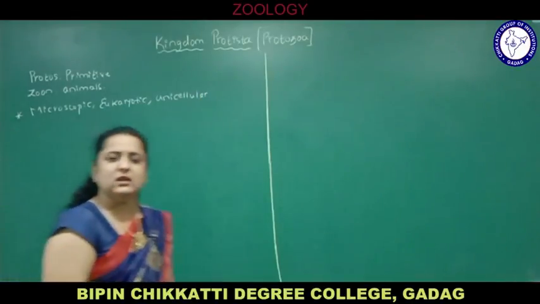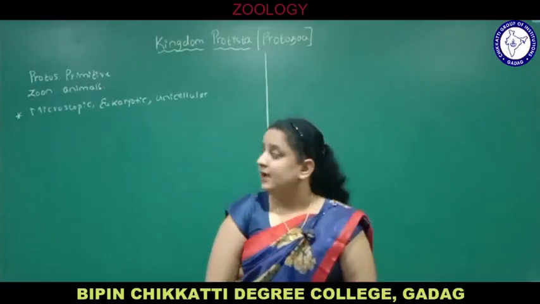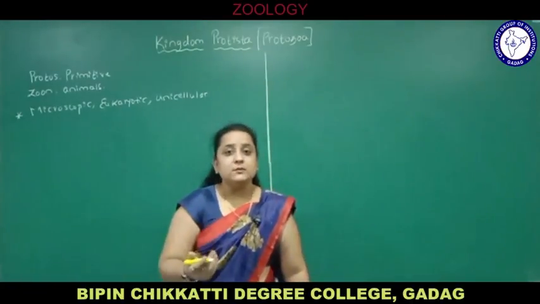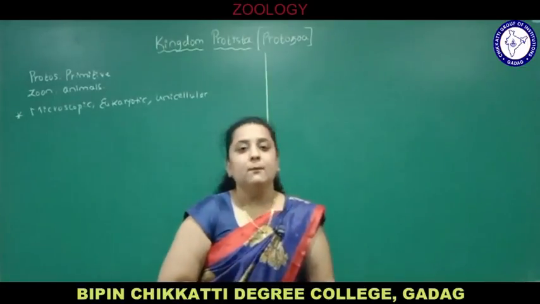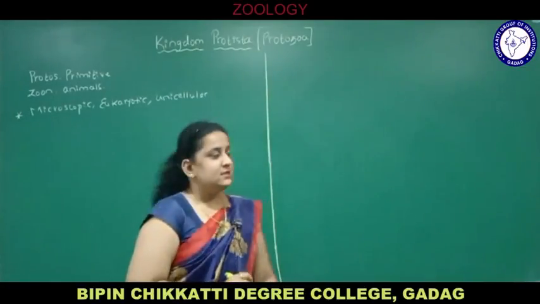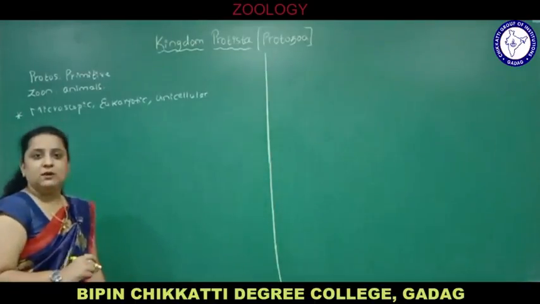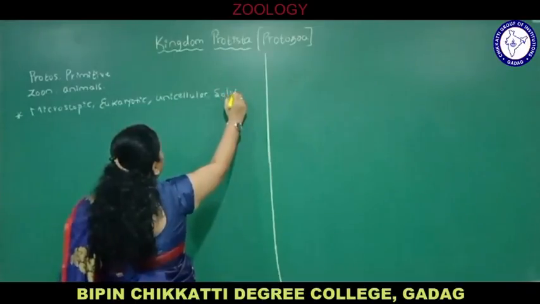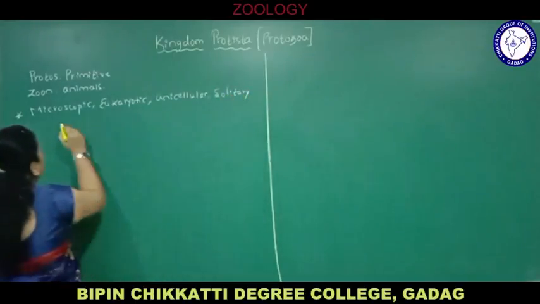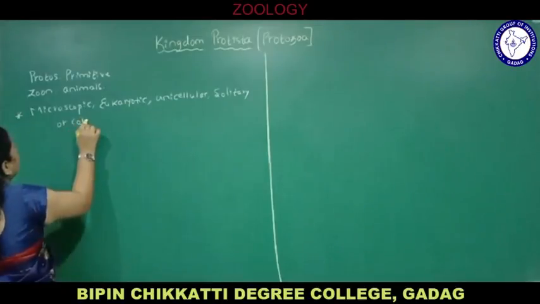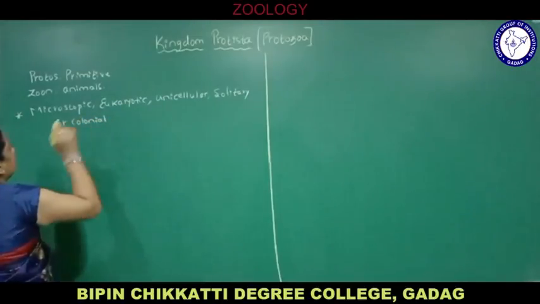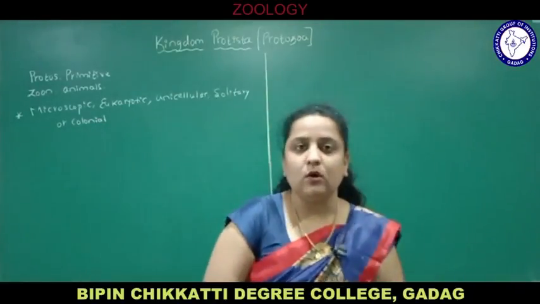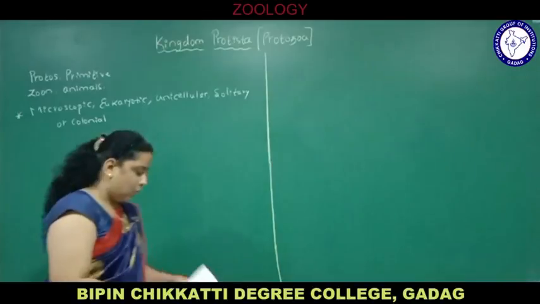Microscopic means they are very minute, invisible to the naked eye, and they are eukaryotic. Prokaryotic and eukaryotic: eukaryotic means they have a well defined nucleus and membrane bound organelles are also present, and they are unicellular, made up of a single cell. Then they are either solitary or colonial. Solitary means they exist in individual form. They live individually, and they are also found living in colonies.